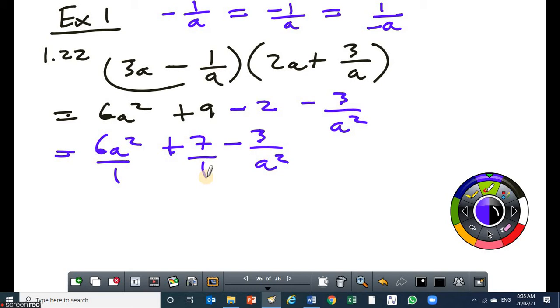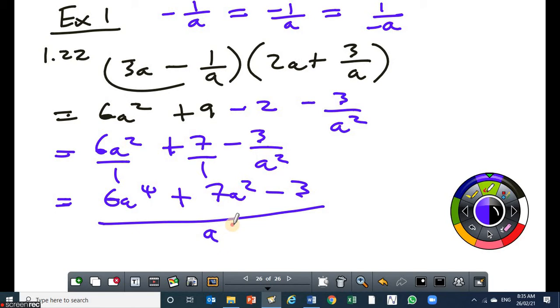Have you ever heard the word LCD? Yeah, then tell me, what's the LCD, people? No, it's A squared. If you've got an integer and a letter and you want to determine the LCD, it should be equal to the letter, because 1 is a factor of any letter in any number. So I'll multiply this 6A squared by A squared. I'll get 6A to the power of 4 plus 7A squared minus 3, all over A squared.